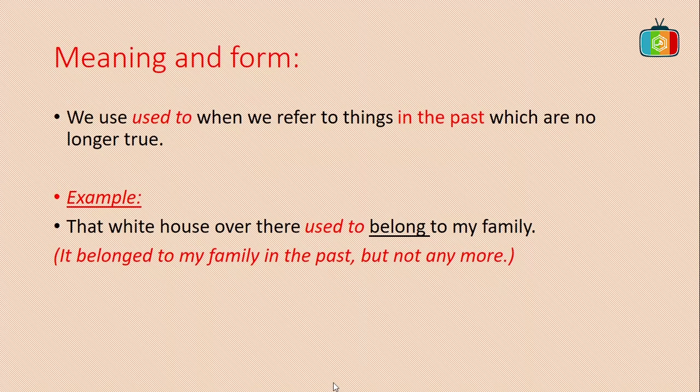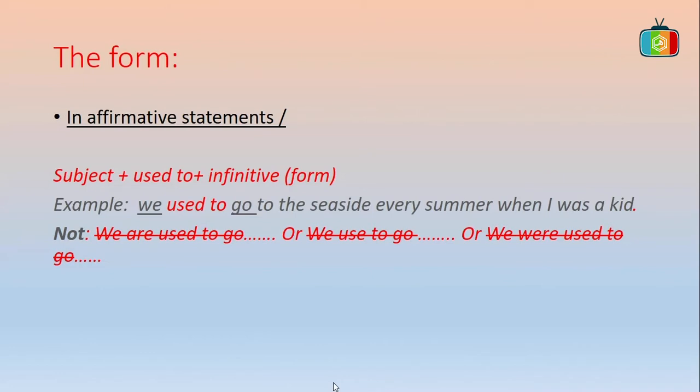Okay, so now let's move to the form, and I will start with affirmative statements. To form an affirmative sentence of "used to", you should start with the subject, then "used to", then the infinitive form of the verb. Have a look at the example here. We used to go to the seaside every summer when I was a kid. So here I start with "we", which is the subject, "used to", then I have the infinitive "go".